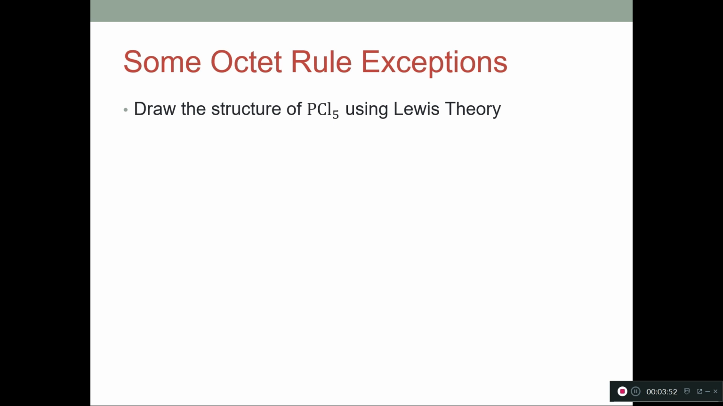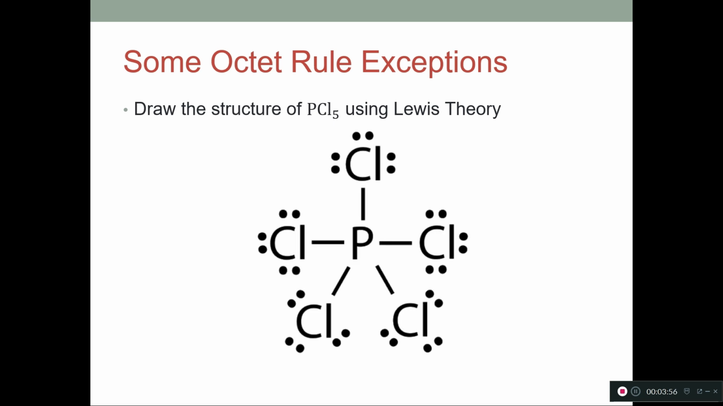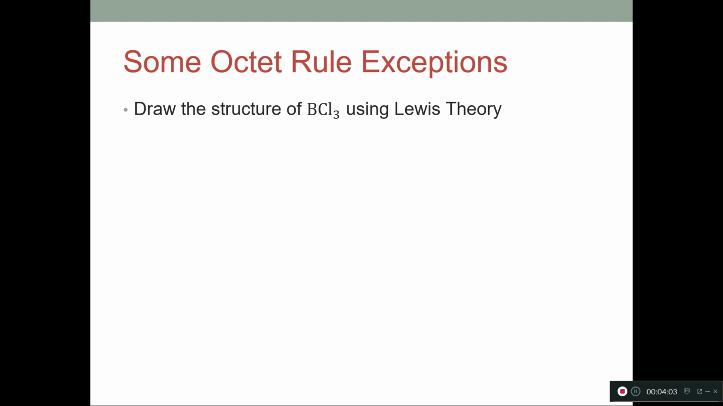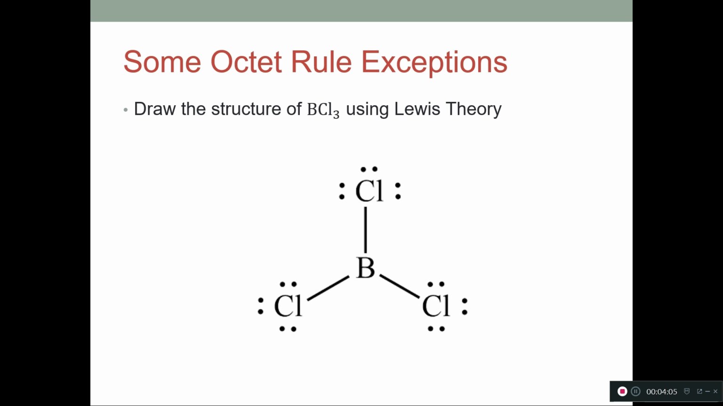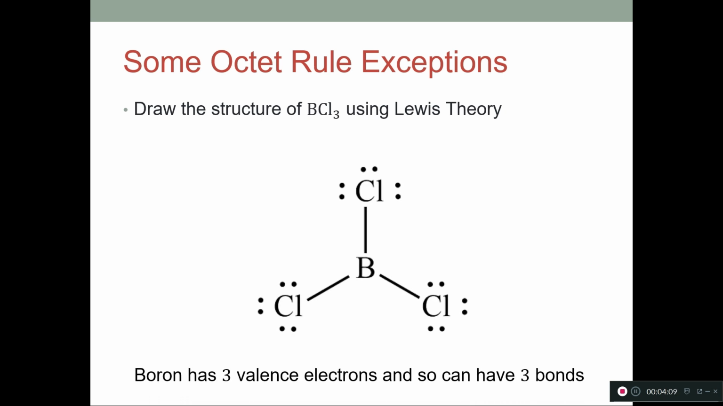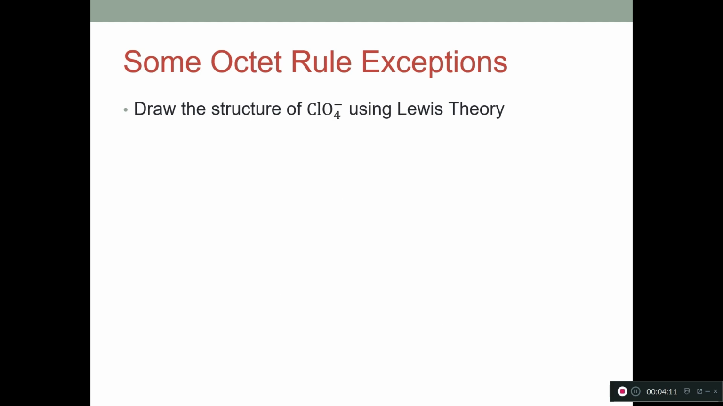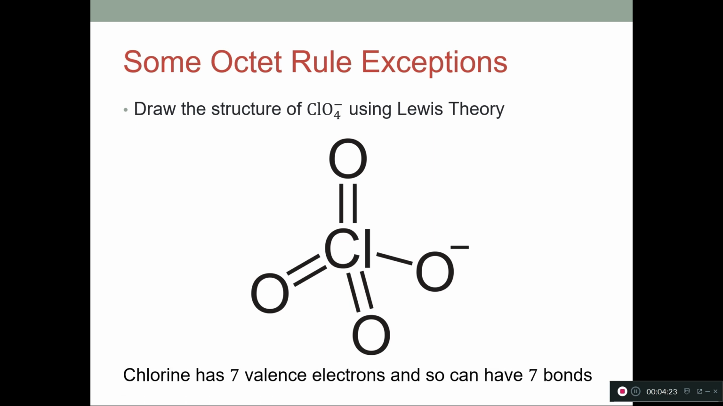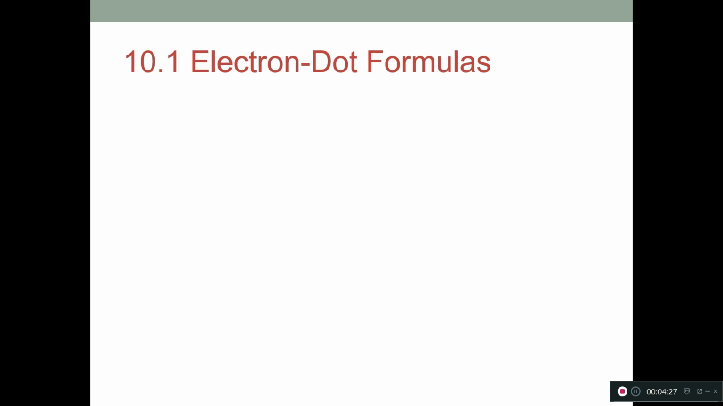If we look at this for phosphorus pentachloride using Lewis theory, we would get something that looks like this. And phosphorus has 5 valence electrons, so it can have 5 bonds. And if we look at boron trichloride using Lewis theory, we would get something that looks like this. And boron has 3 valence electrons, so it can have 3 bonds. Then something like the perchlorate ion, we would get something that looks like this. And chlorine has 7 valence electrons, so it can have 7 bonds.